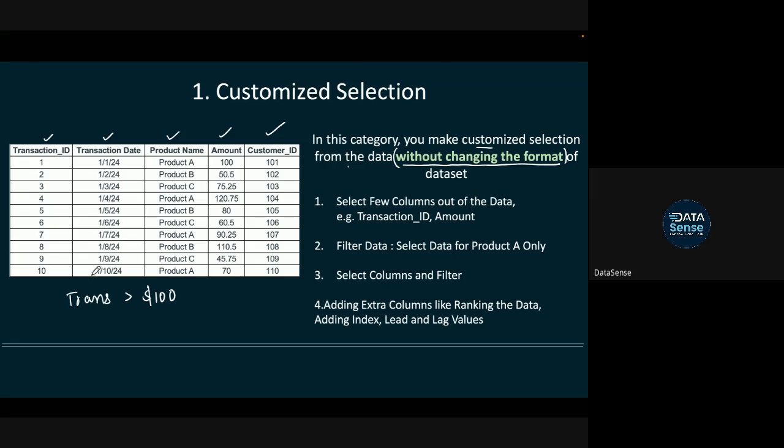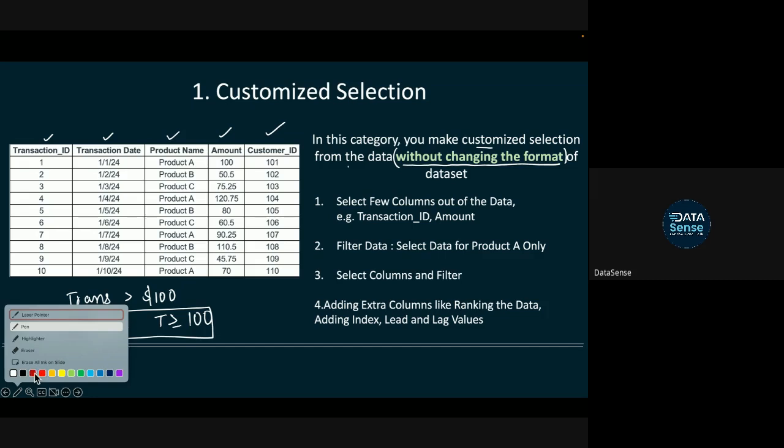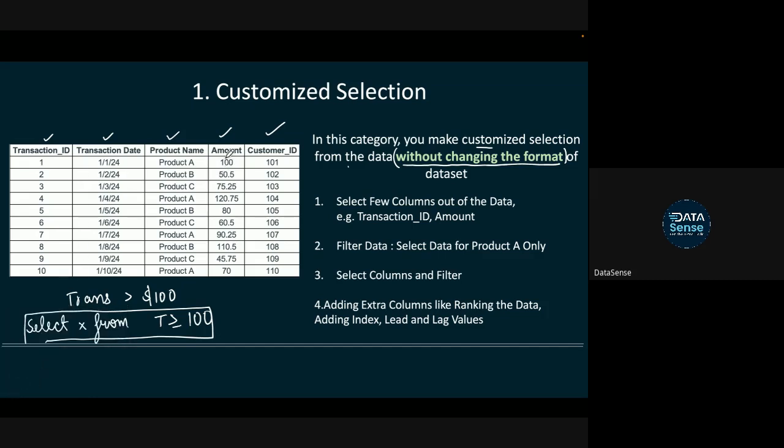Okay, so the basic SQL query will be select star from the table where transaction amount is greater than or equal to $100. Something like this you will do. Now, what are you doing in such a question? If you notice, you are actually removing, for example, this row, this row, and this row. So out of 10, only 7 rows will remain. Does that change the primary key of the data?